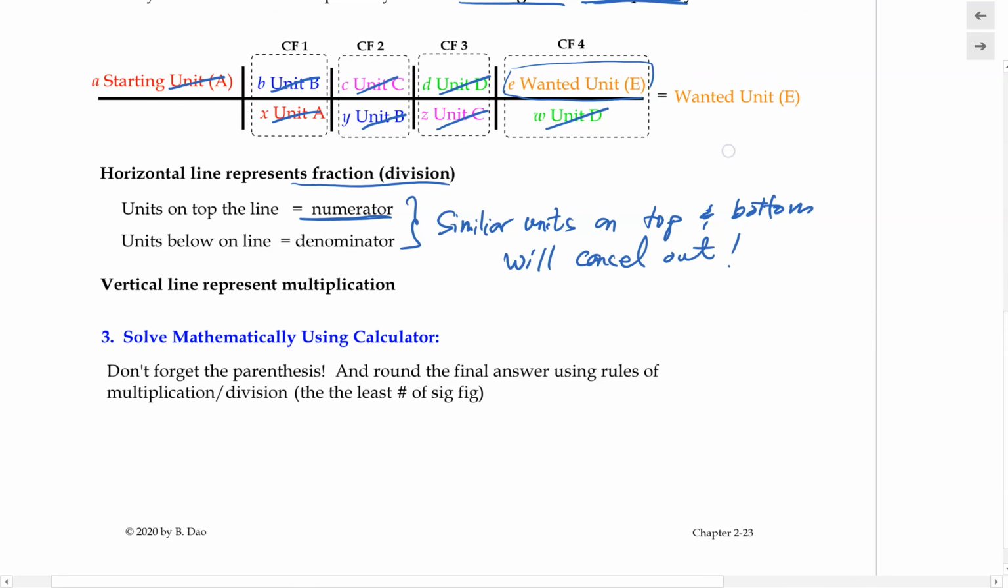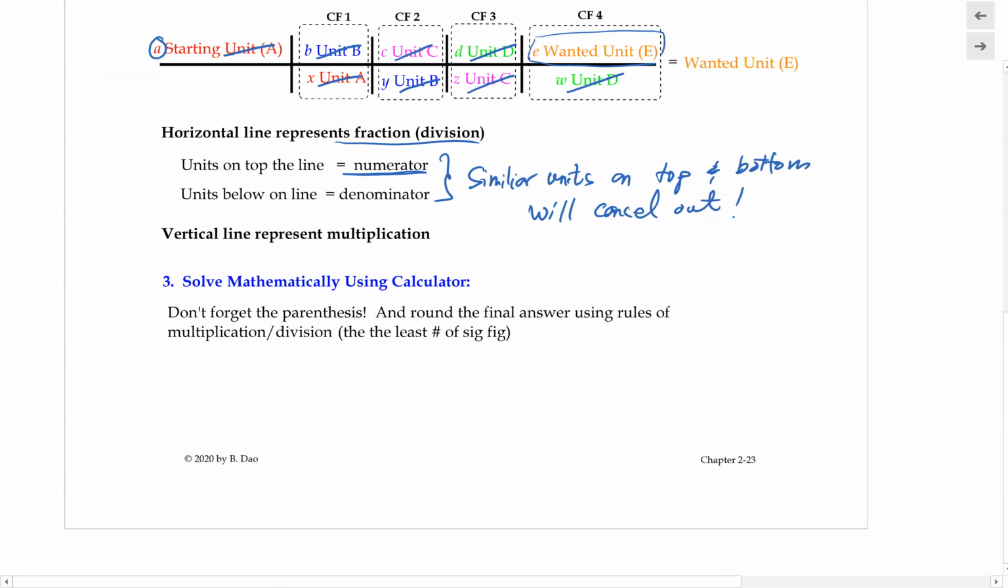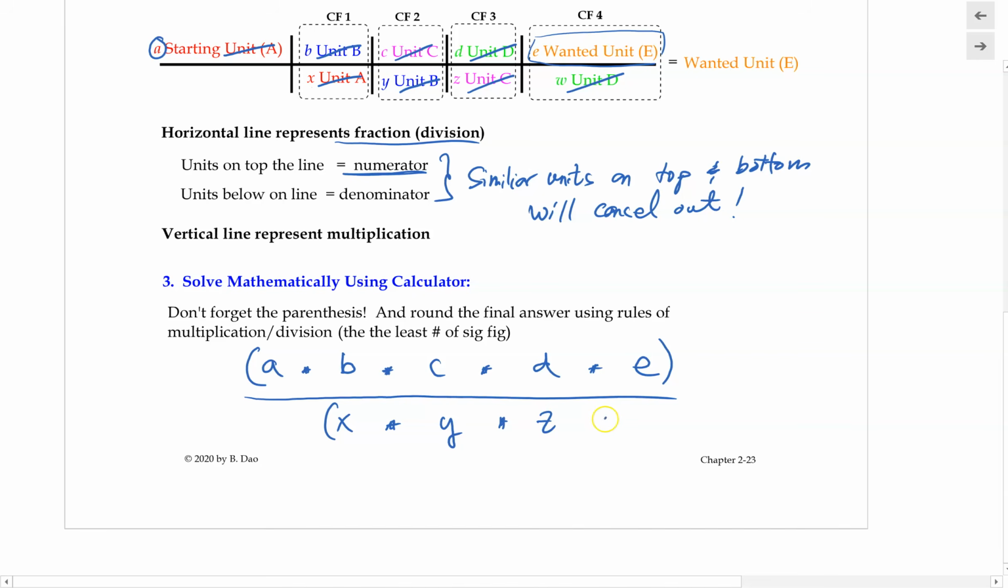And now finally, to solve this mathematically, when we have this value right here, we would multiply all of them. So everything on top would be multiplied by each other, and all the values on the bottom would be divided by each other. So in this case, mathematically, when we put this in the calculator, it would equal the following: A times B times C times D times E, because all of these are the units on top. And now the unit values on the denominator, we have X, and again make sure we put a parenthesis around it as well, multiplied by Y, and multiplied by Z, and multiplied by W.